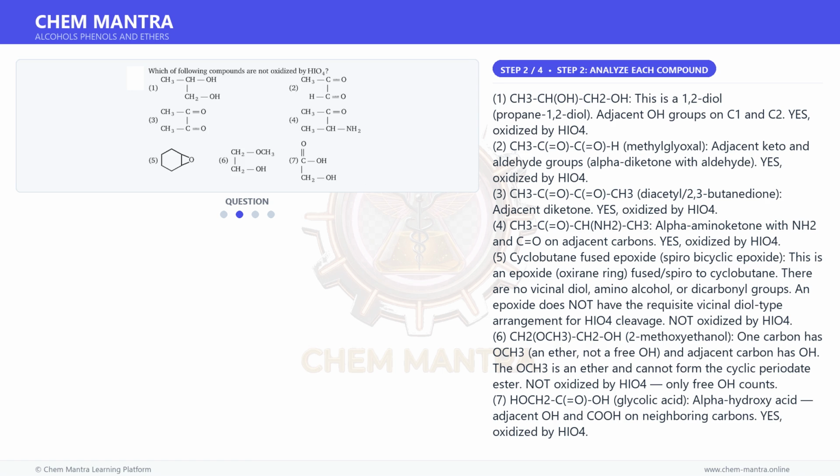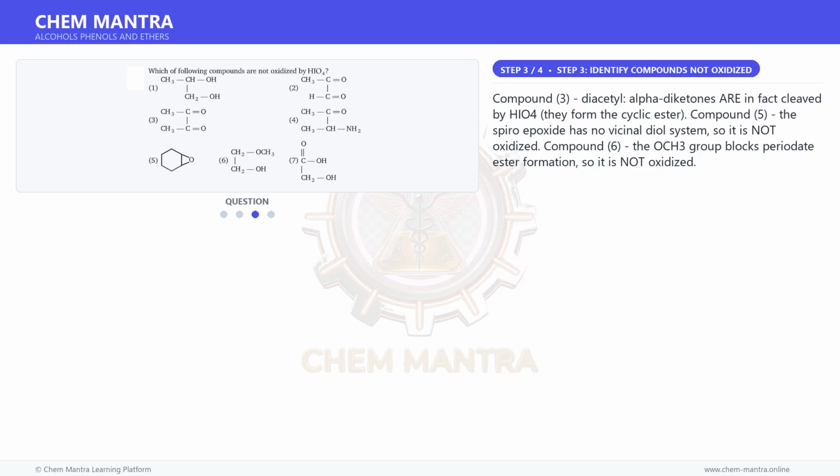6. CH2(OCH3)CH2OH, 2-methoxyethanol. One carbon has OCH3, an ether, not a free OH, and the adjacent carbon has OH. The OCH3 is an ether and cannot form the cyclic periodate ester. Not oxidized by HIO4, only free OH counts. 7. HOCH2C(=O)OH, glycolic acid, alpha-hydroxy acid, adjacent OH and C=O on neighboring carbons. Yes, oxidized by HIO4. Moving on to the next step.